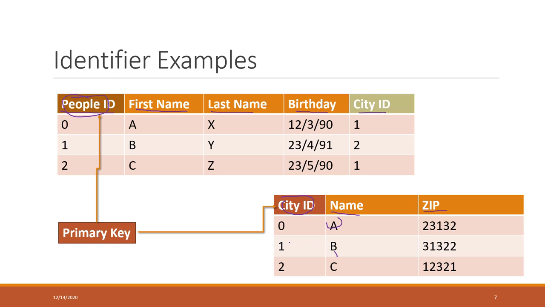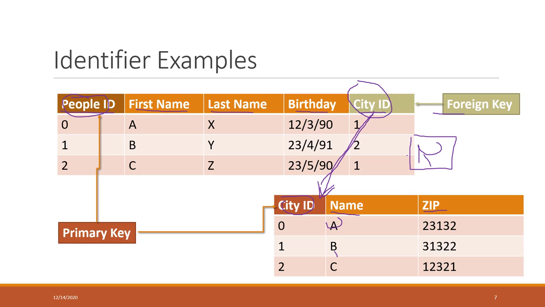City A, B, C have different city IDs. People A, B, C have different people IDs. And what is a foreign key? A foreign key is a column on a table that refers to a primary key on another table. Here we can define the city ID on the people table as a foreign key, which refers to the city ID on the city table. By doing that, both tables are related. That is a feature of the relational database.